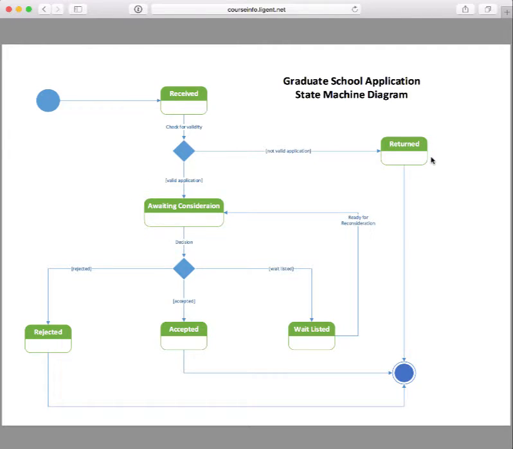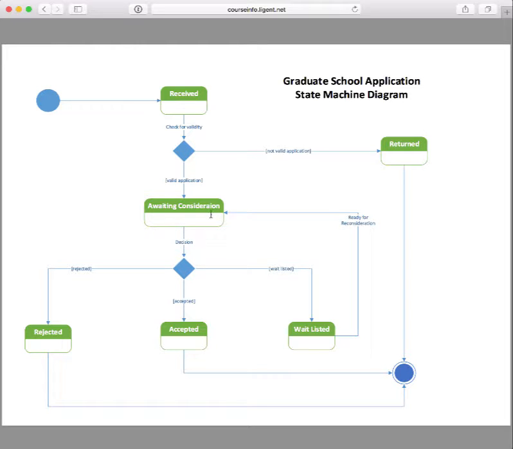We sent something back. We probably sent them some kind of email or postcard or letter that says, hey, we got your application and it's deficient in such and such a way. You forgot to send your check for $500. You didn't sign it. You didn't include your transcript. Whatever it might be. Okay? So we go from received to returned. The alternative is that we sit here and we await consideration.